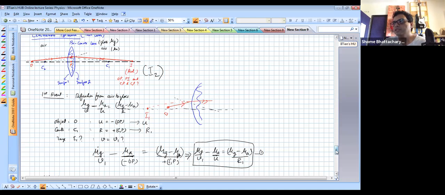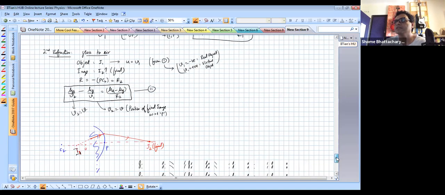Okay, so that's your first event. Now this image I1 from the first event is becoming the object for the second one. So that is where this is.